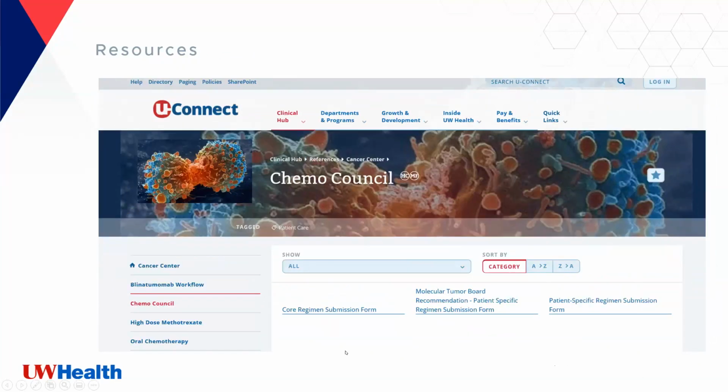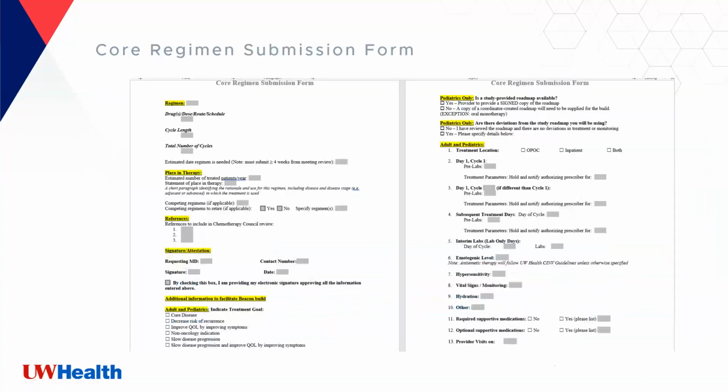When you go into the chemotherapy council or chemo council area subpage, you can find the core regimen submission form, the patient-specific submission form, as well as the molecular tumor board recommendation submission form, which is of course much shorter. This is the core regimen submission form that we ask the physicians, and the APPs also work on these sometimes, to submit to us. As you can see, it's not a lot.